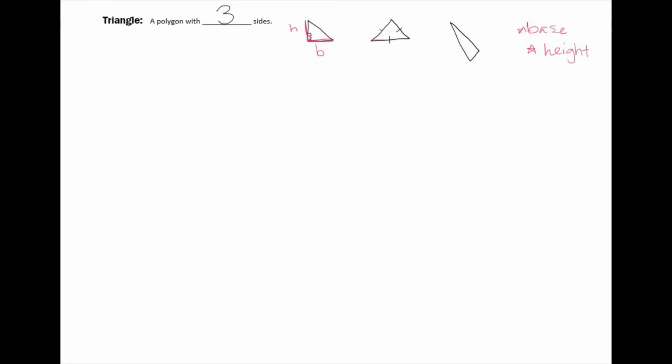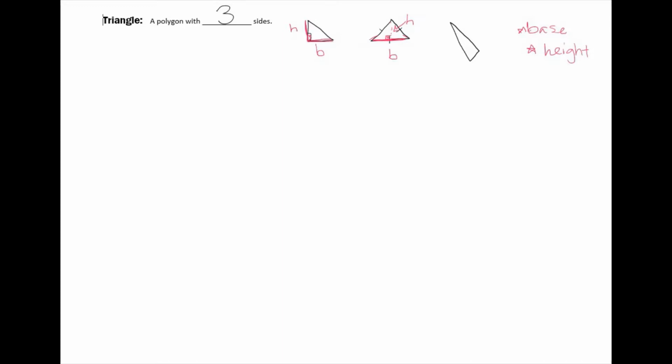But look at this equilateral triangle. The bottom here is my base. Okay? But neither of these sides, the left or the right, make a right angle. So I have to draw that height line that is going to be perpendicular to the base. And that line there is my height.